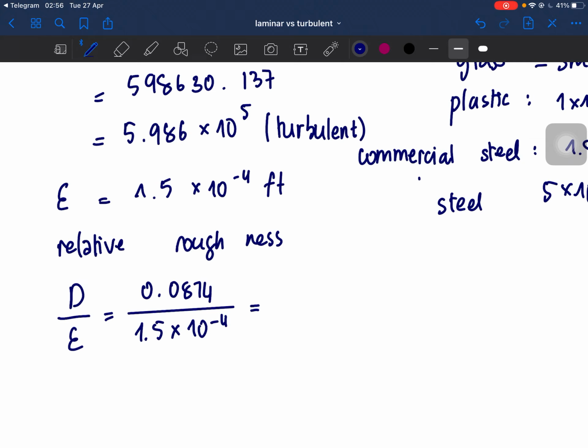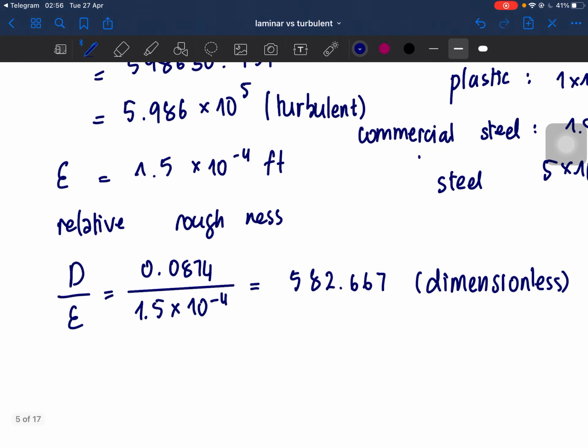1.5 times 10 to the minus 4. We get 582.667. Okay, so this is feet over feet, so this is dimensionless. It's a dimensionless ratio, both D and epsilon must be in the same unit. So in this case, if it's in inches, you need to convert it into feet first.